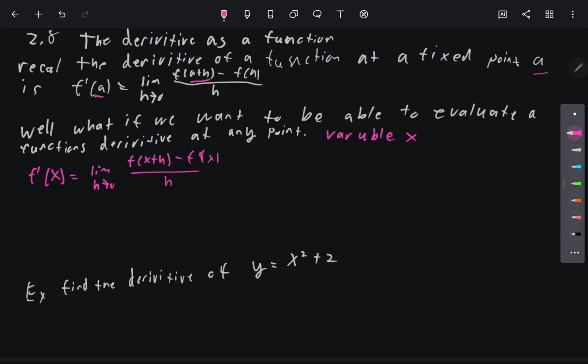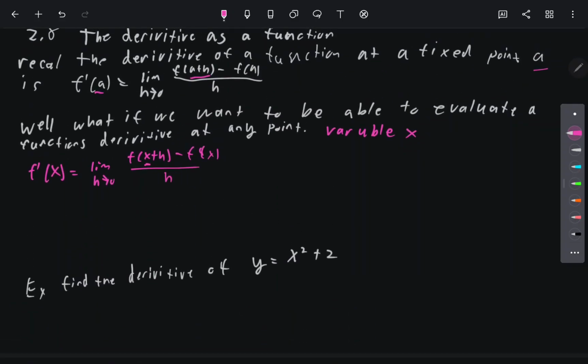Well, what do we do with this? We have two variables, but here's the thing. This variable, theoretically, is just a constant when evaluating the limit. So all we need to do is evaluate like we normally do. So let's try it.